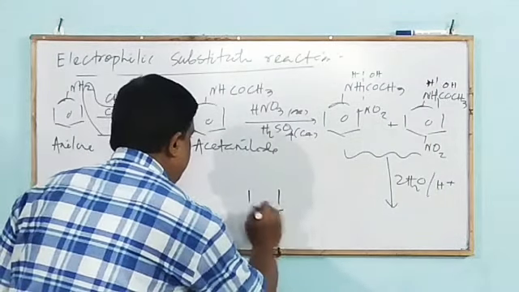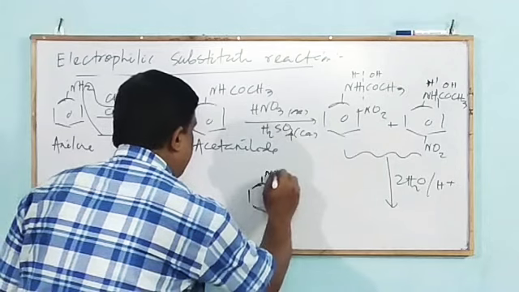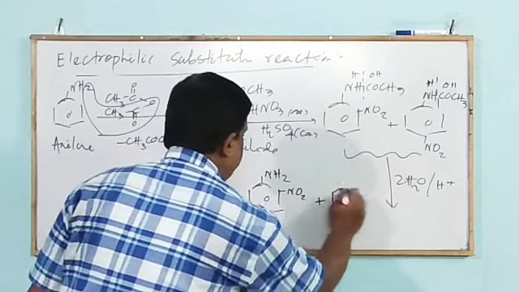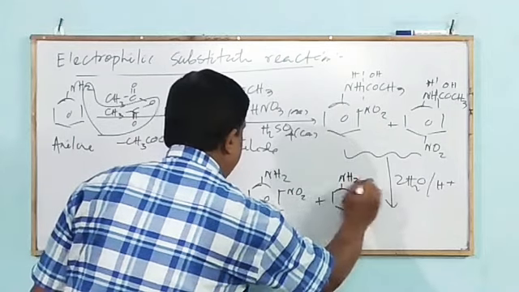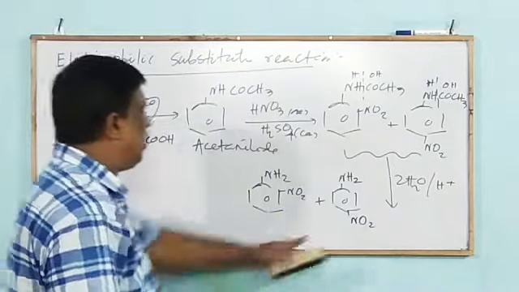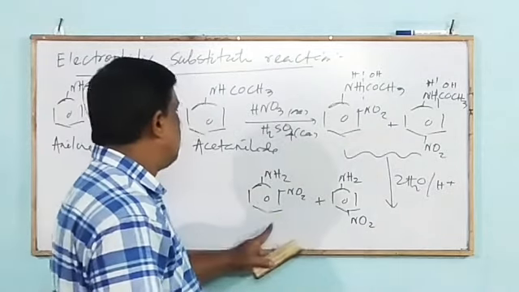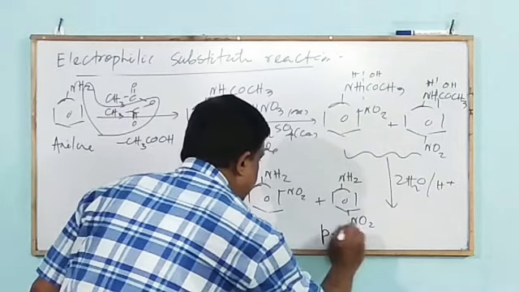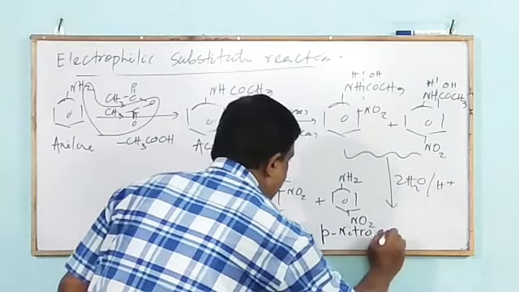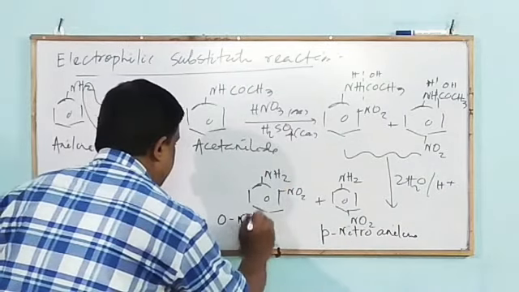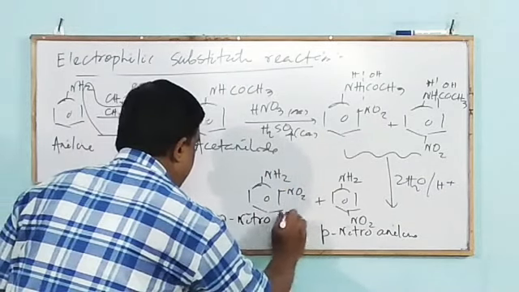to regenerate and form the monosubstituted products, NH2 NO2 plus NH2 NO2. I repeat again, here the para isomer is the major product and the ortho isomer is the minor product. It is known as p-nitroaniline. It is known as o-nitroaniline.